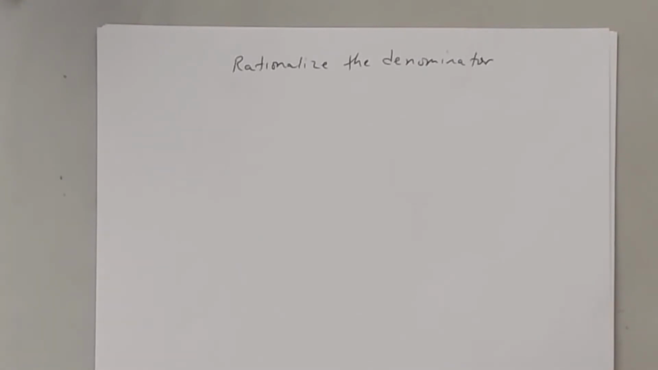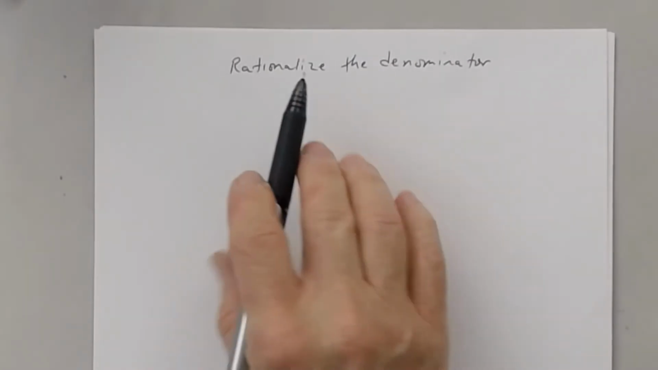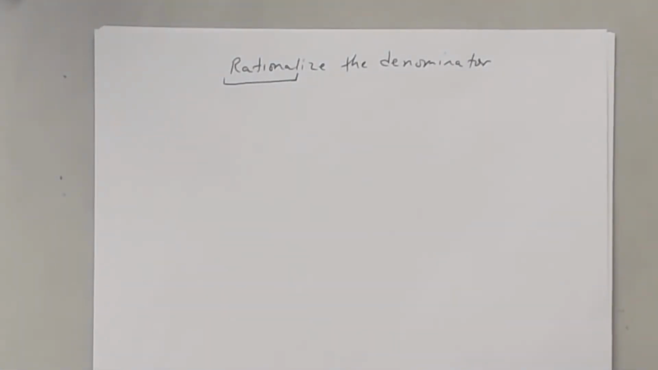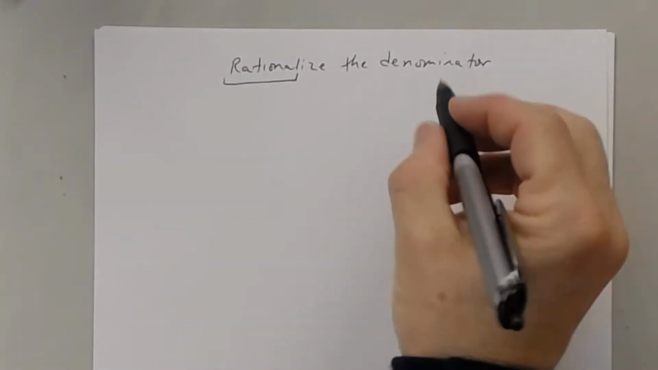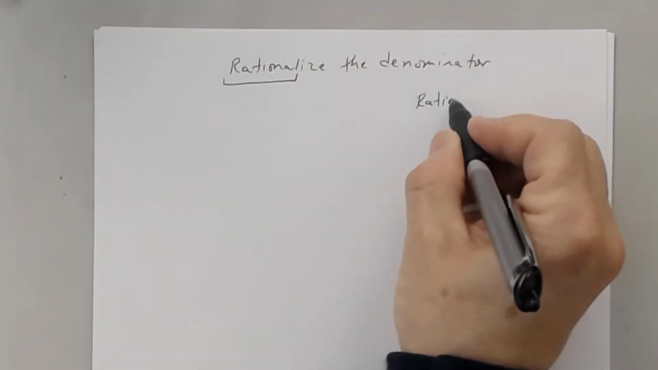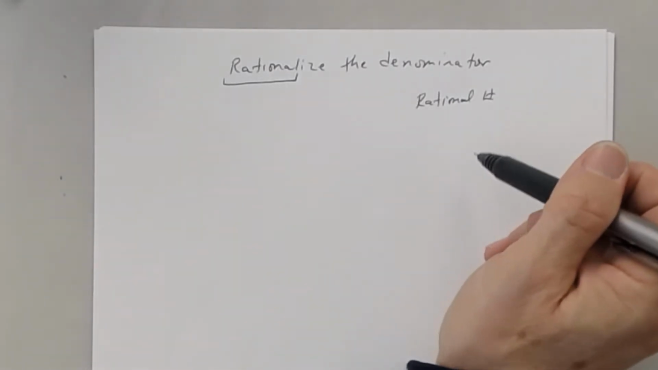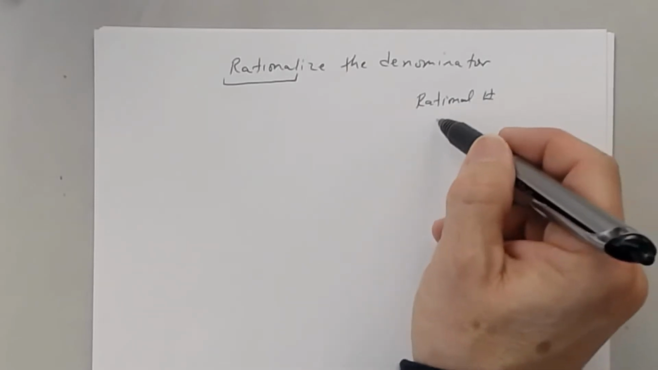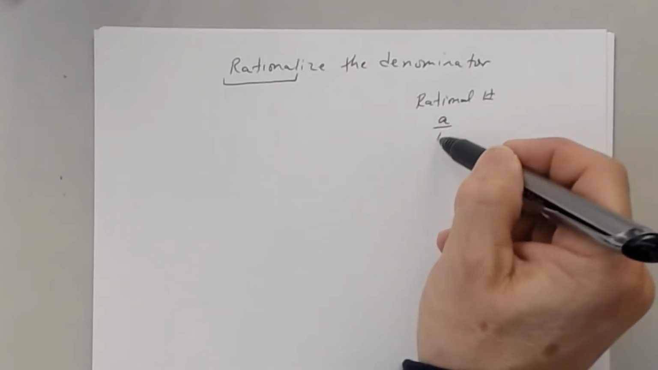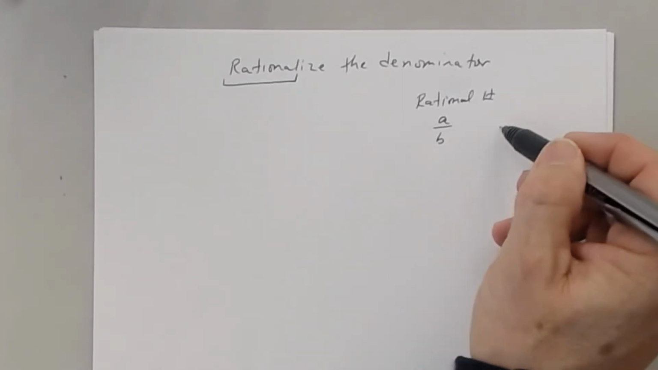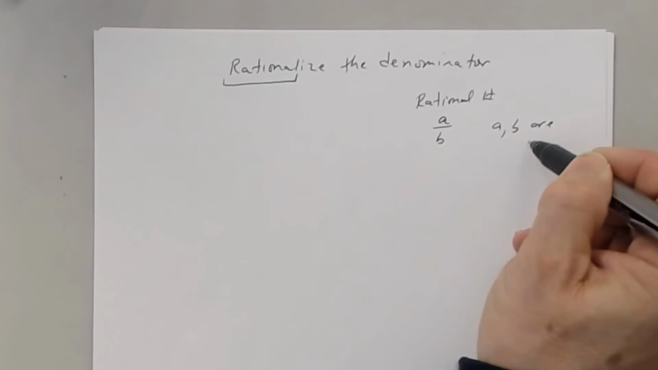Okay, so in the phrase "rationalize the denominator," you see the word rational. So think of what a rational number is. Remember, and we've had the discussion in the past, a rational number is a number that can be written as a fraction, a over b, where the numerator and the denominator are integers.